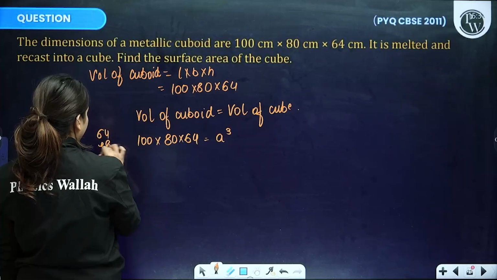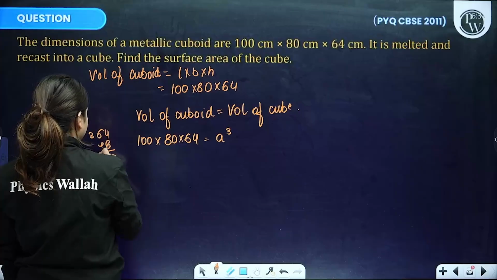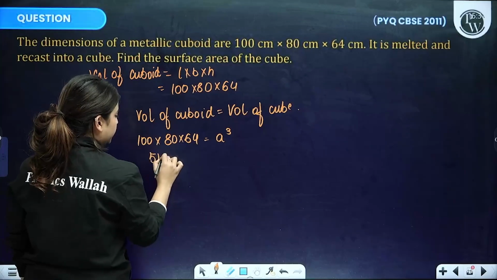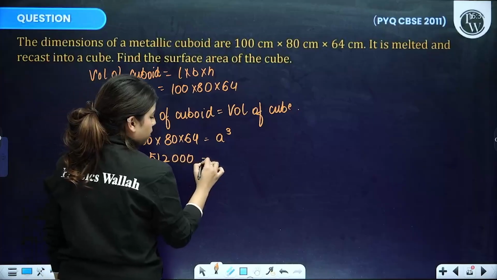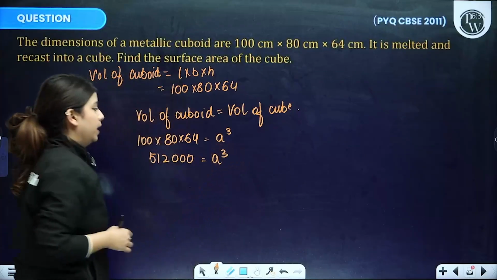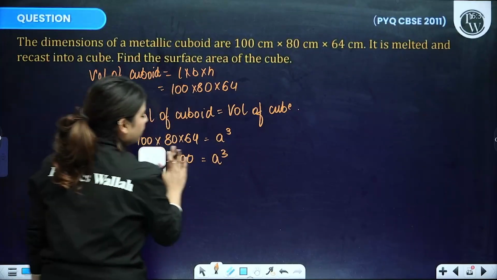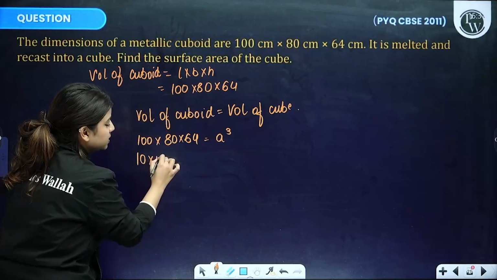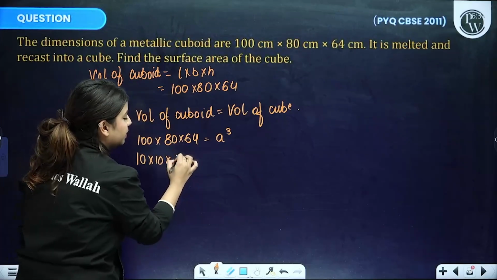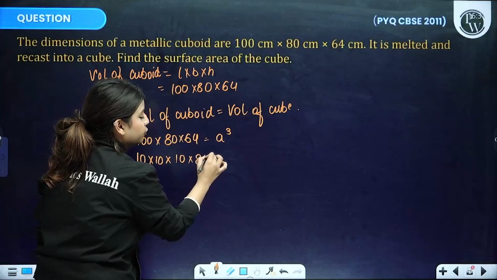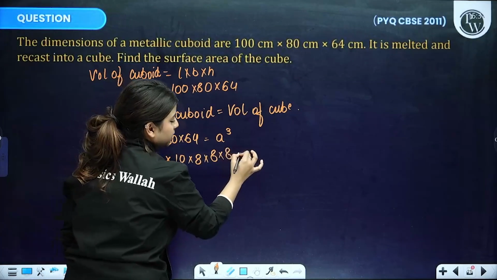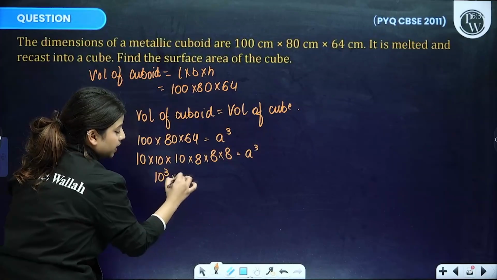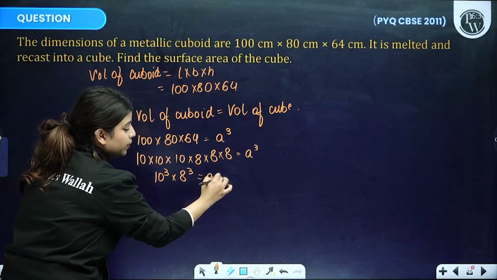64 into 8, 8 fours are 32, 3, 8, 6, 48, 49, 50, 51. 512,000 is equivalent to a cube. Or you can simplify it, even if you don't want to multiply it, 100 can be written as 10 into 10, 80 can be written as 10 into 8, 64 can be written as 8 into 8, which is equivalent to a cube. So this is 10 cube into 8 cube is equals to a cube.